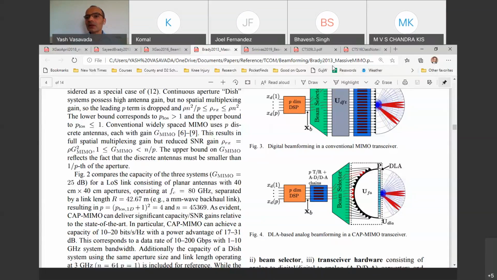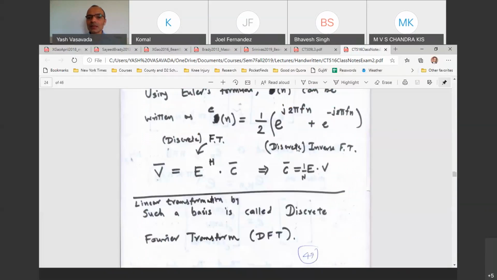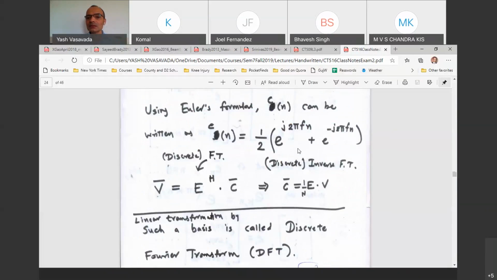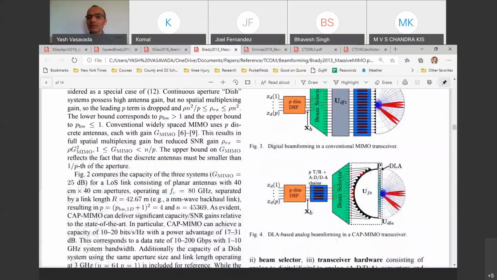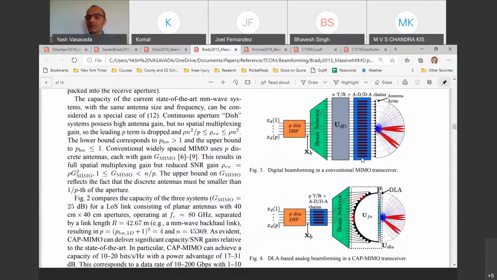It is as if, over here, I only had one complex exponential. And so the DLA which performs the DFT will give me this vector V, and that vector V will have only one non-zero element. So I don't need so many hardware chains. I need only one hardware chain.